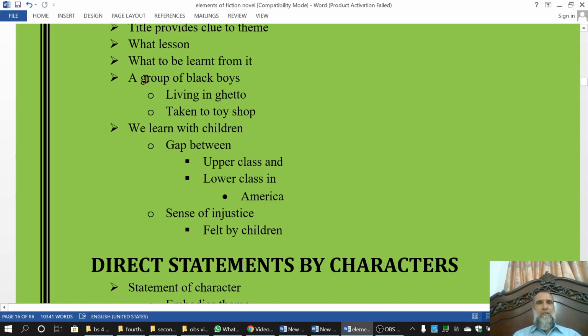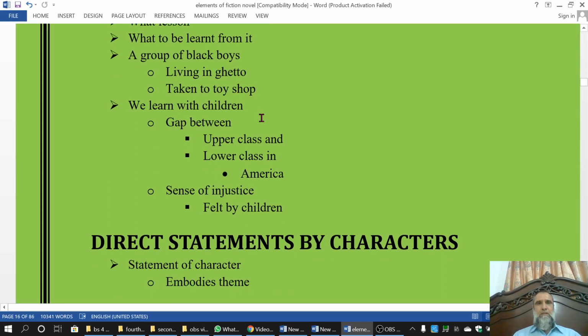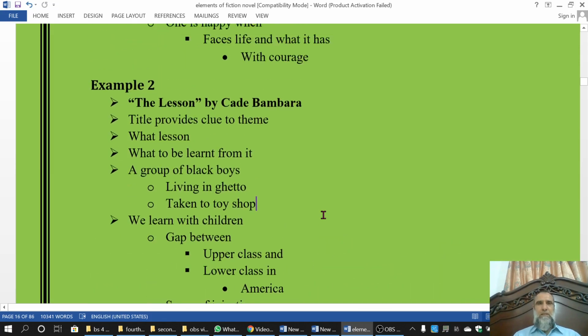And we find out that there is a group of black boys. These black boys live in the ghetto, and they are taken to a toy shop, and the toys there are very expensive. They could be bought by the rich people, but they belong to the poor category. They cannot buy these expensive toys. And the children learn also that there is a gap between the upper class and the lower class in America, and a sense of injustice is felt by the children.